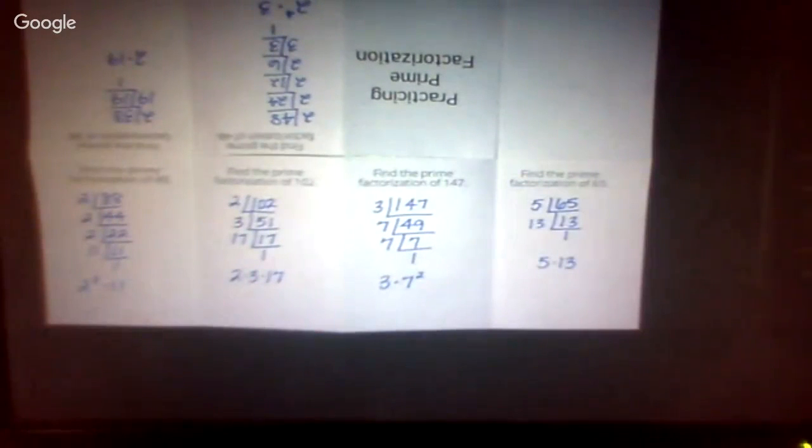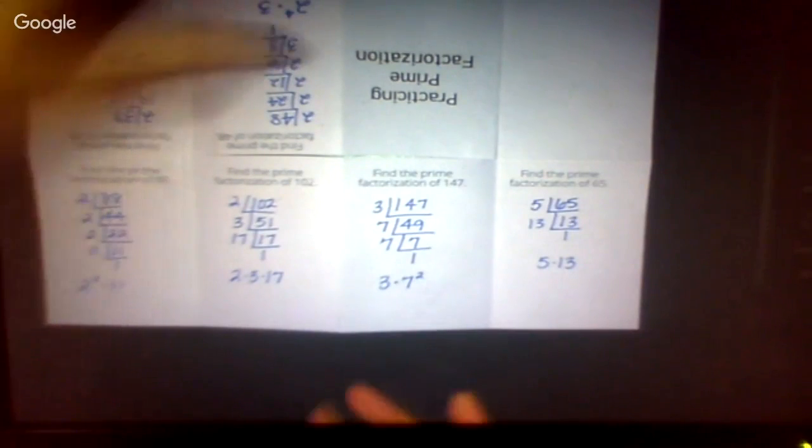Okay. Once you're done, you're going to open it back up. So fold it hot dog style, open it back up. Then I want you to fold it hamburger style. So fold it hot dog, open it up, fold it hamburger.